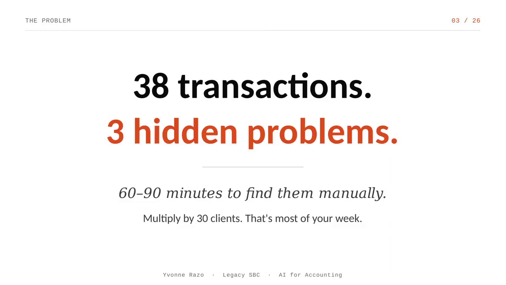Here's the bookkeeper's problem. 38 transactions in this statement. Three of them have problems hiding in plain sight. Finding all three manually takes the average bookkeeper between 60 and 90 minutes. That's per client. Multiply by 30 clients and you've spent most of your week just reconciling.